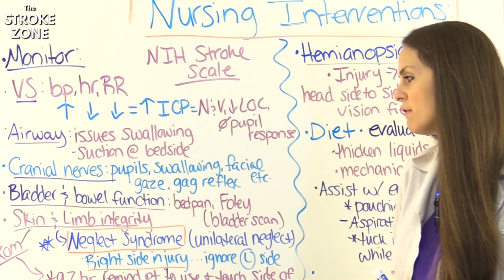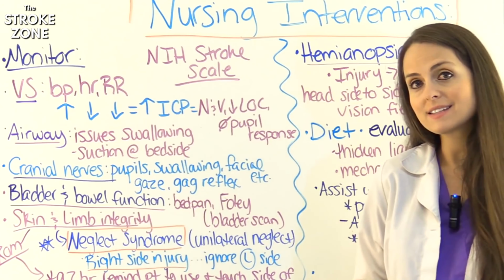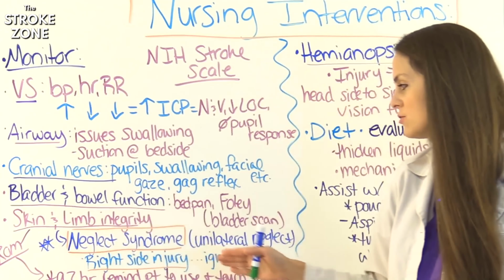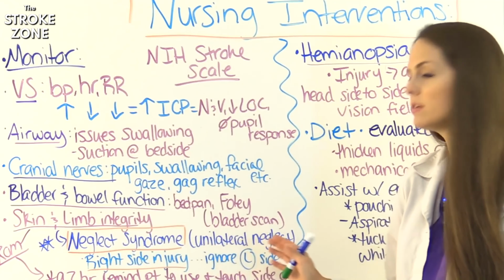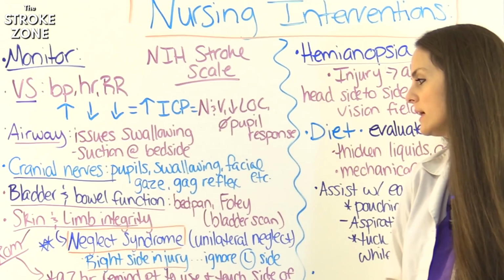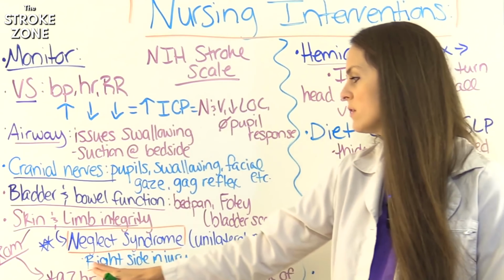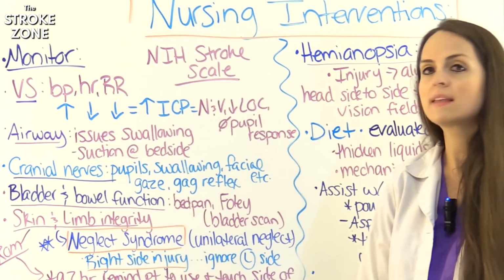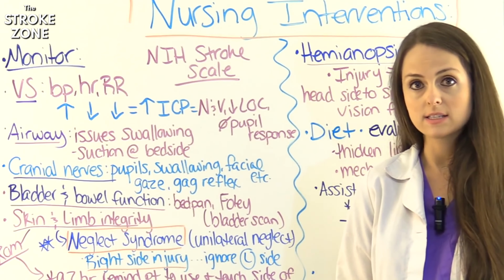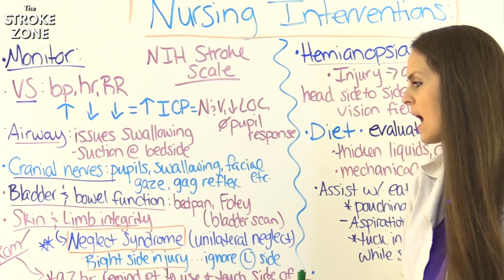And one thing you want to watch out for, and I want you to remember this, it's in orange, I have it right here, called neglect syndrome, and it's also sometimes called unilateral neglect. We talked a little bit about this earlier, and this happens when there is a right side injury, and this is literally where the patient ignores that affected side, and it's usually the left side.